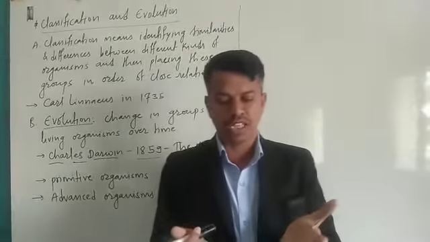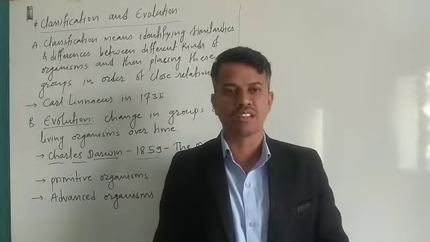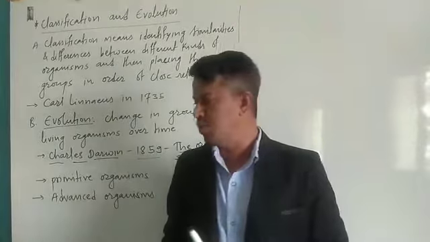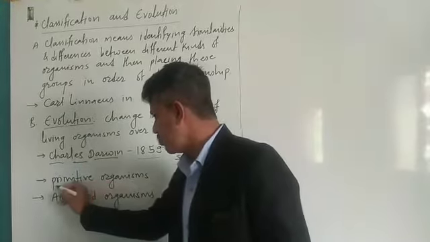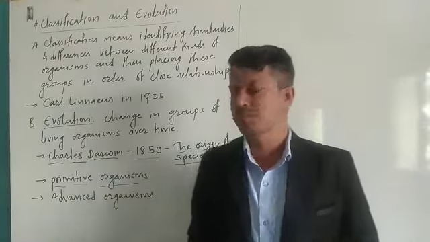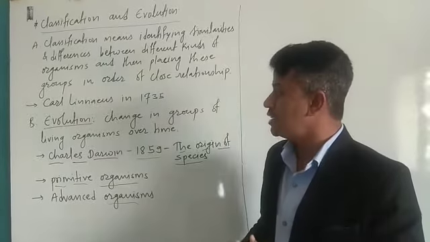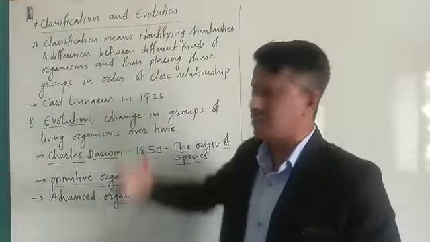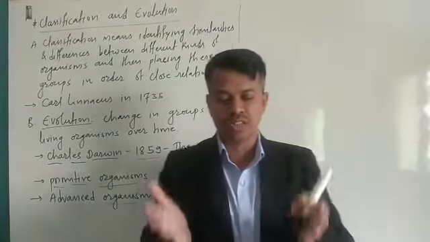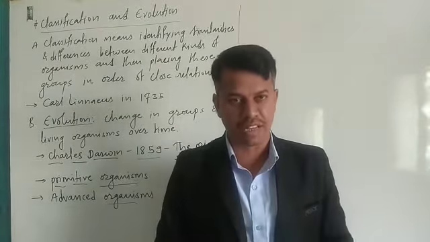So what did he actually describe? In ancient times, living organisms had a simple body design, a simple form of the body. Those organisms with a simple form of body we call primitive organisms, and today's forms of living organisms we call advanced organisms. But how do evolution and classification have a link between them? Just as we discussed in classification, we group them on the basis of different characters, and in the same group there are similar characters.